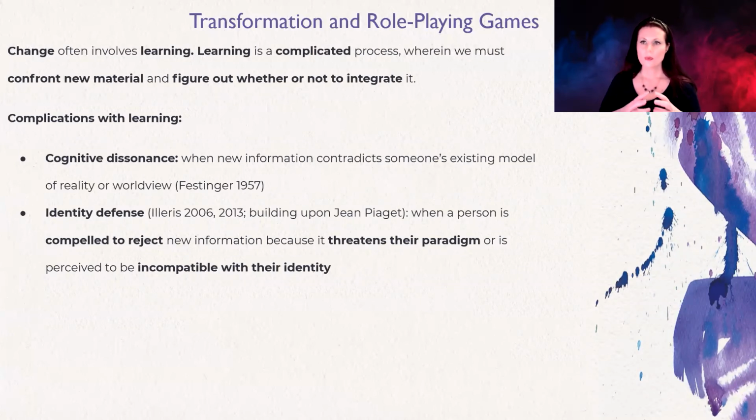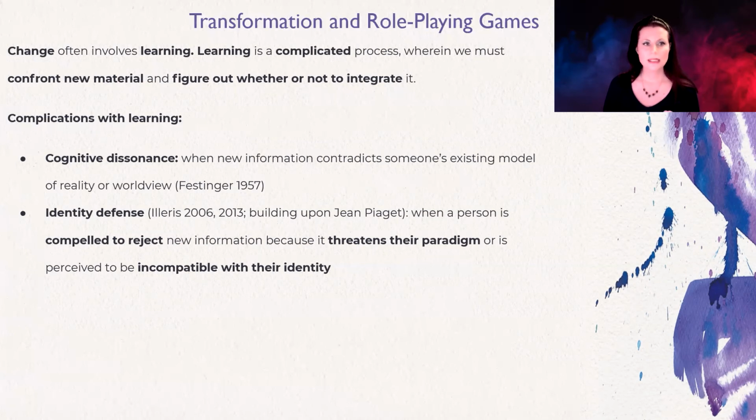So one part of resistance that's important to consider is that when we're talking about change, we're talking about learning. It's really difficult to talk about transformation without also looking into models of pedagogy and education, because really as humans, we are constantly learning as we're experiencing. And that is a core component of what transformation is. It's learning about ourselves and others. So learning is similarly a very complicated process wherein we must confront new material and figure out whether or not to integrate it into our understanding of reality.